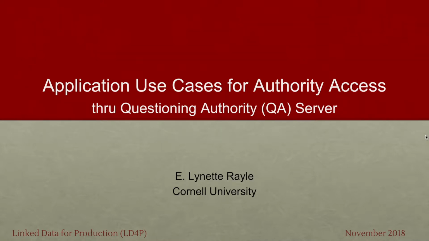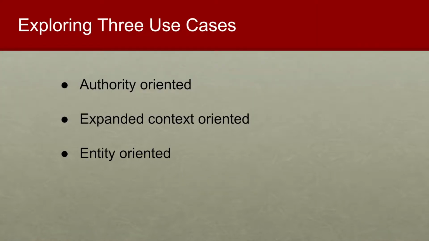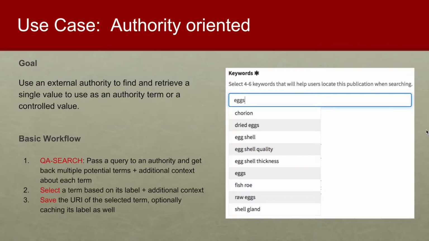In this episode, we're going to explore application use cases for authority access using a QA server. To do this, we'll look at 3 use cases from several orientations, including authority-oriented, expanding context-oriented, and entity-oriented. The first use case is authority-oriented.